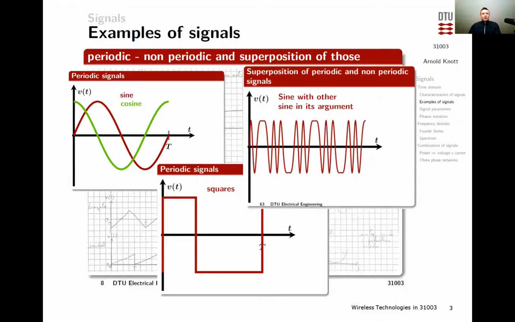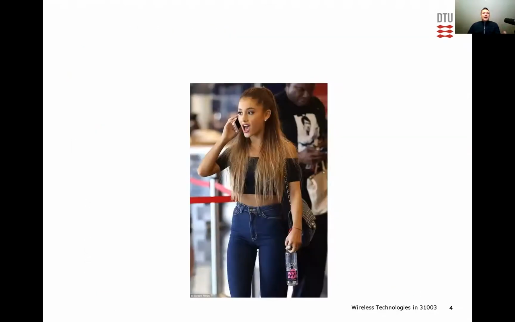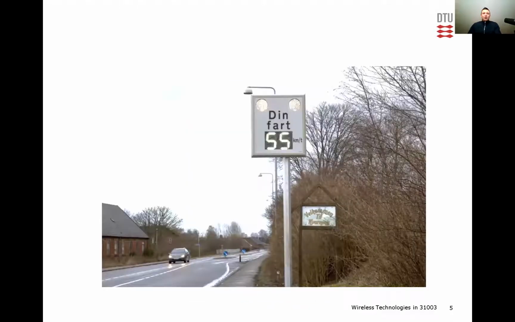And you know that there could be different kinds of signals. Sine waves, square-shaped signals, and even very complicated shaped signals. And they can be used for different things. And in wireless technology, they are primarily used for communications to transfer information. They can be used for sensing, like car radars.